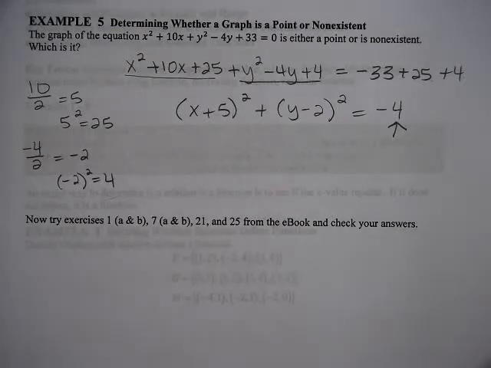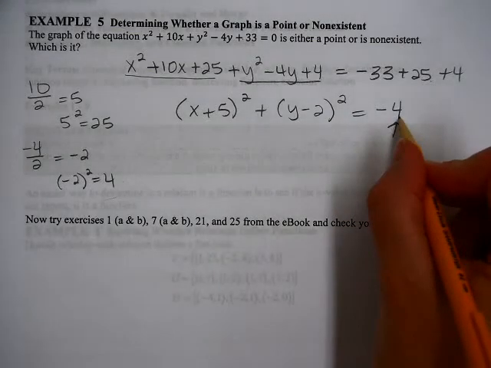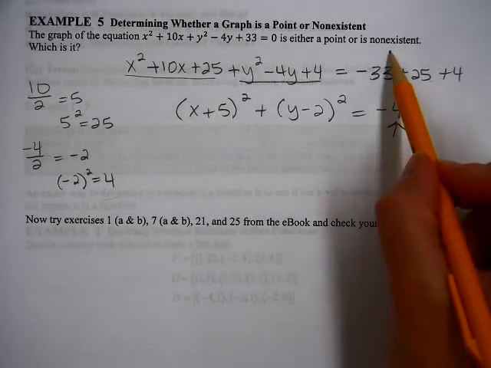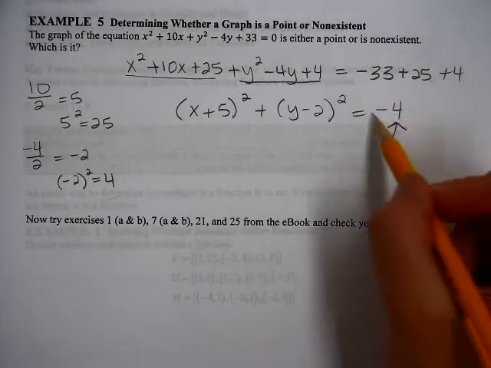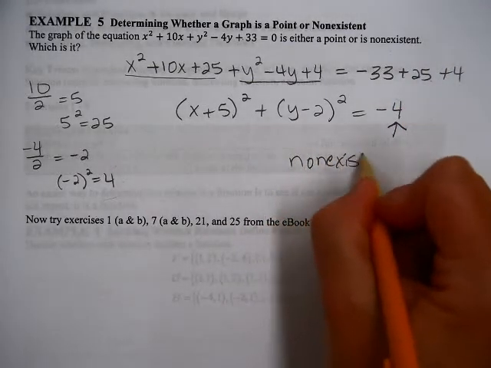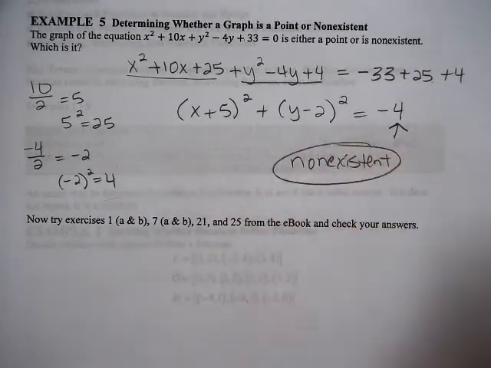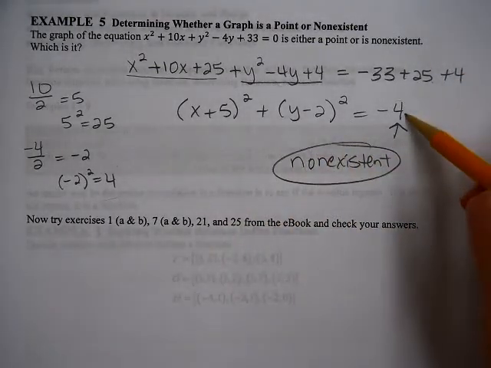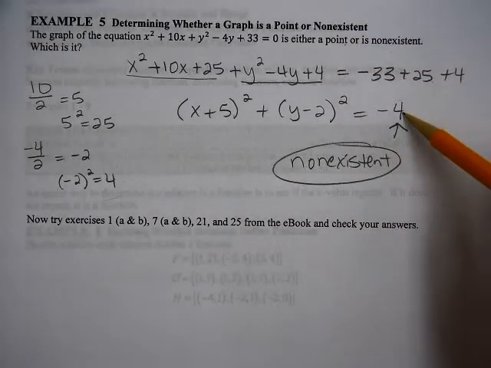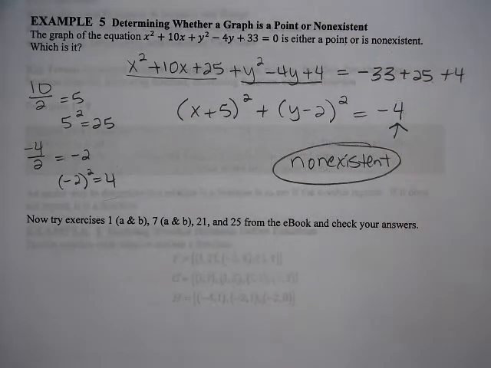Now I have two options. Either it's negative or it's 0. If it's negative, that means it's non-existent. So if the number on the right is negative, it's non-existent. If the number on the right is 0, then it's a point. If the number on the right is positive, then it's a circle, and you can find the center and the radius.